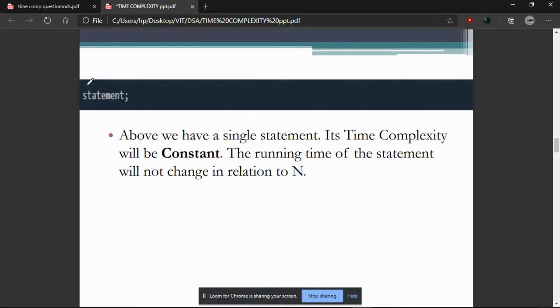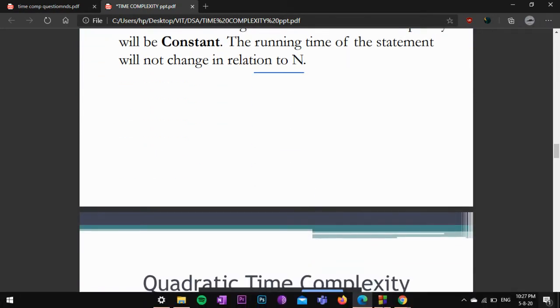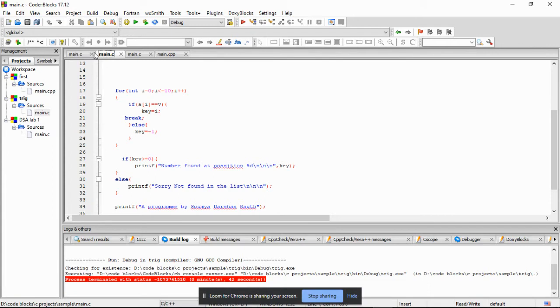Now, it's for a single statement. We can say it is constant because there is no relation with n. Now we can see an example here for this code.